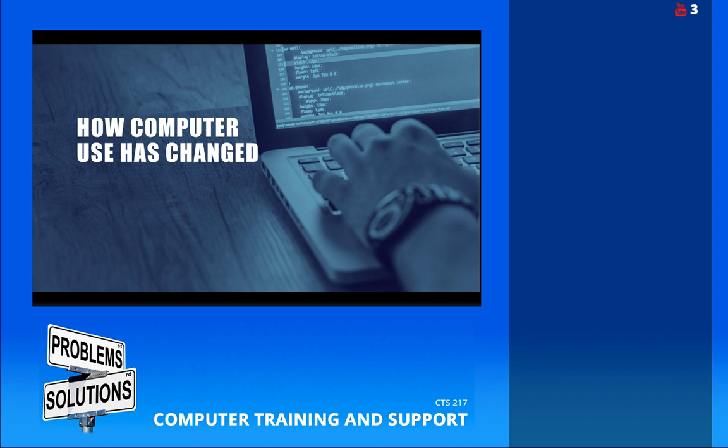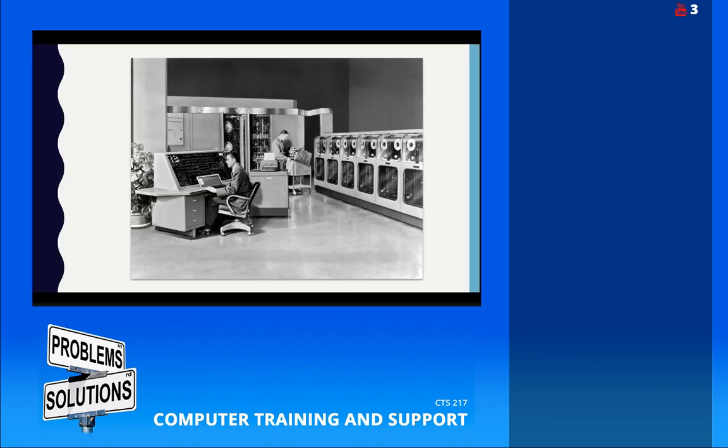So now that we have a few terms defined, let's switch gears a minute, and we'll be wrapping it up shortly, and look at how the computer has changed to develop a need for computer user support. So in order to look at why we need computer user support in 2019 and 2020, moving forward, we need to look at how computer use has changed over time. So let's start here.